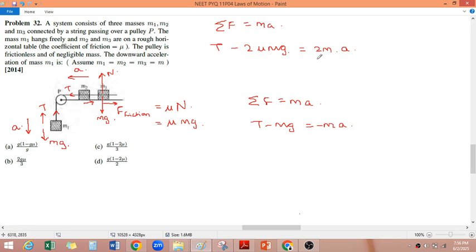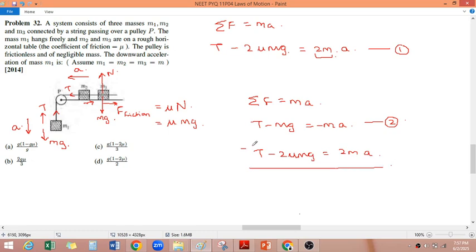Since there are two masses, this is 2m. Since there are two frictions here and here, then it will be 2 times mu mg. That's all. Simplify this, you will get the answer. So I have to get rid of T so that I can find the A. So if you want, you can take it as equation 1, equation 2. Eliminate T, you will get the answer. So that means T minus 2 mu mg is equal to 2ma.